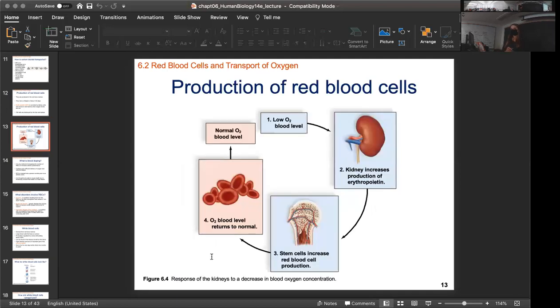So here's an example of the production of red blood cells. What happens is your body will recognize that there are low levels of oxygen in the blood. This isn't something that happens immediately, but it also doesn't happen over a long period of time either. So your kidney increases the production of that erythropoietin. Here's that picture I wanted to show you of the stem cells and how they're in the red bone marrow. This is a picture of a bone.